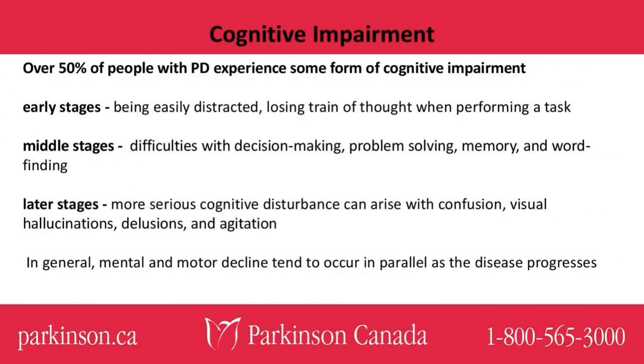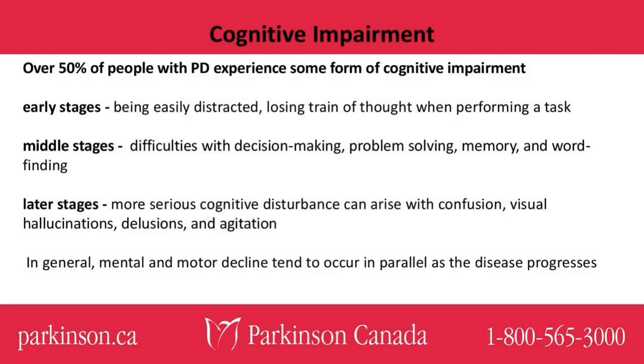Another issue that I want to make sure we talk about is cognitive impairment. And I'll explain the difference between cognitive impairment and dementia because they're not the same. Over 50% of people experience some form of cognitive impairment, again, throughout the illness. And we can divide it into 3 stages. The first one, in the earlier stages, is when people are easily distracted. They lose their train of thought when they're performing a task.